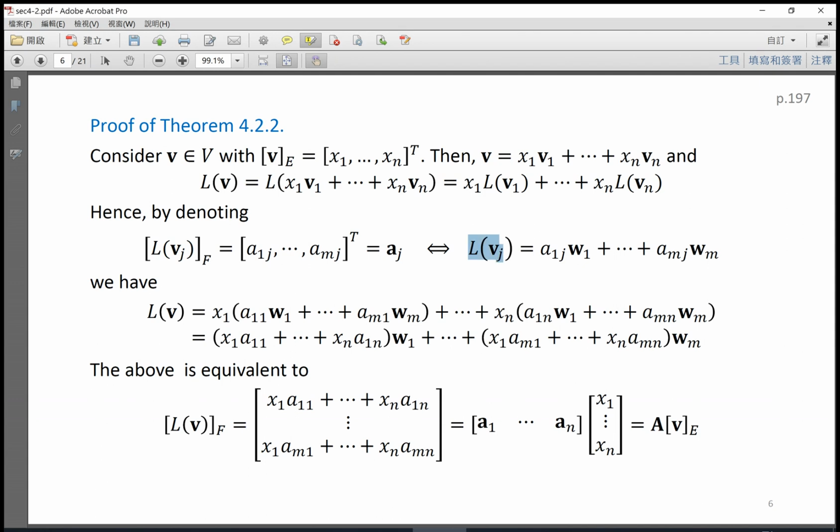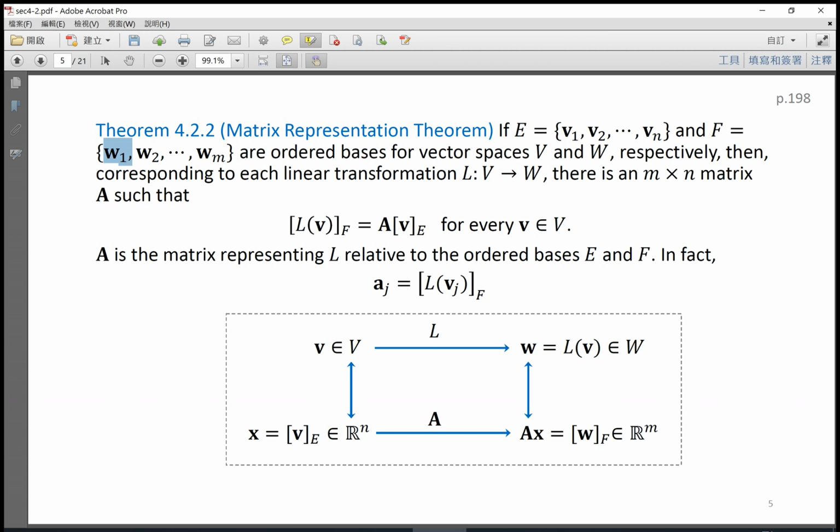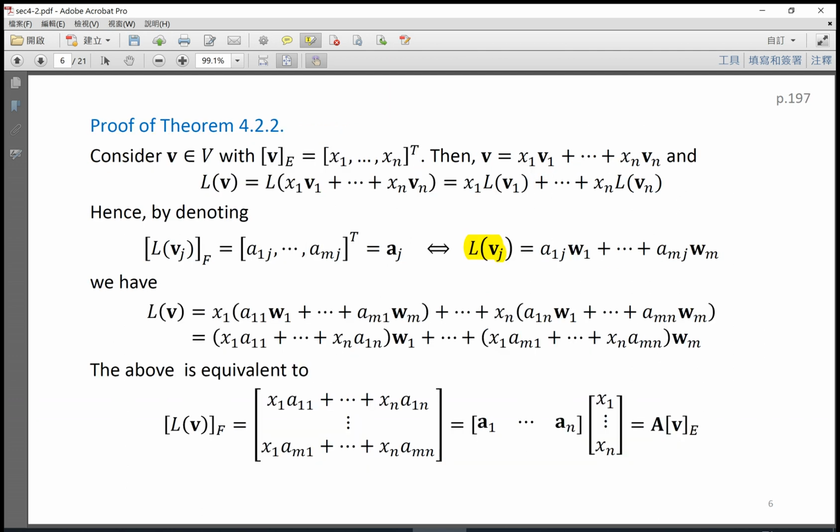We know that L of Vj is in vector space W, and W1, W2 up to Wm forms a basis for the vector space W. Therefore, L of Vj can always be expressed as the linear combination of W1, W2 up to Wm. And we assume the coefficients are a1j, a2j up to amj. Then we can use the coordinate notation to express this equality. That is, the coordinate of L of Vj with respect to F equals a1j, a2j up to amj. And we denote this vector as aj, and aj is a vector in Rm.